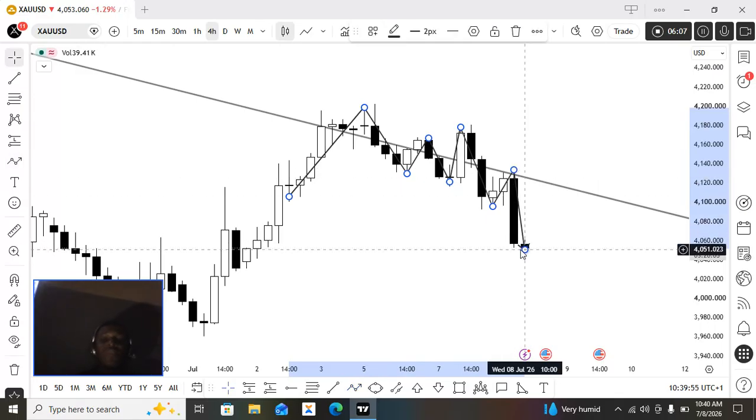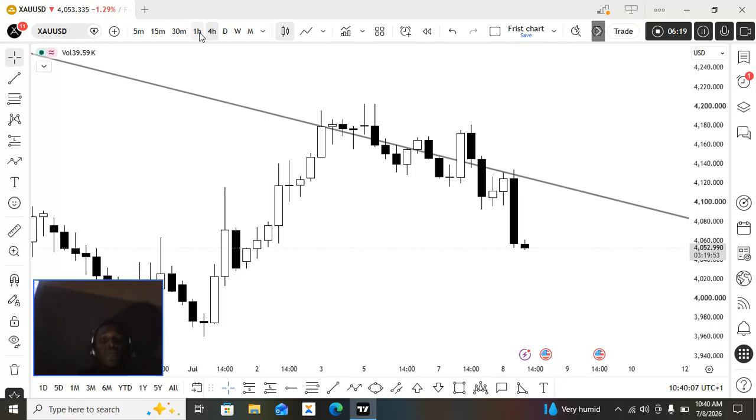So what do you expect? You know that the overall trend on the daily time frame is bearish. You expect the hourly time frames to be bearish and the lower time frames too. So then you go to your 1 hour.